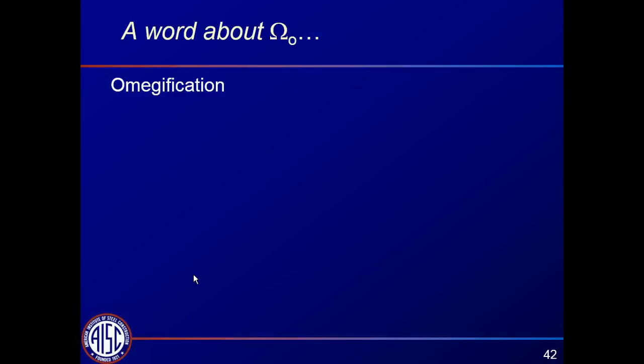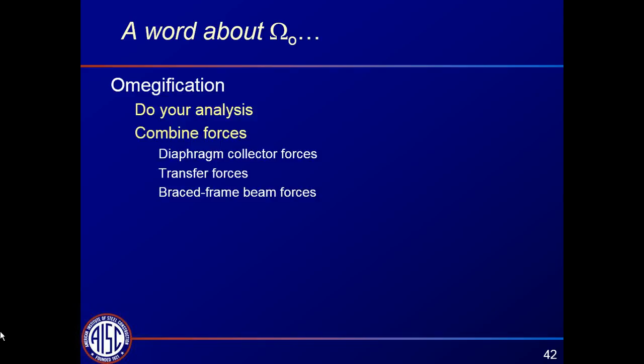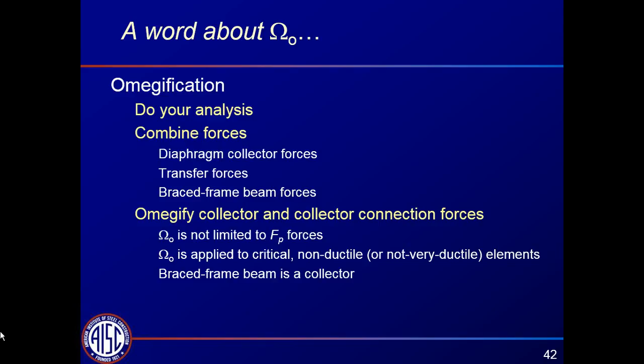Omega sub O comes in for seismic design category C. Typically, as we do our analysis, we combine our forces, and then we apply omega where required at the end. It's required for collectors in seismic design category C, and we apply it for everything that's part of the collector connection. And then omega sub O is part of a load combination that includes gravity loads.